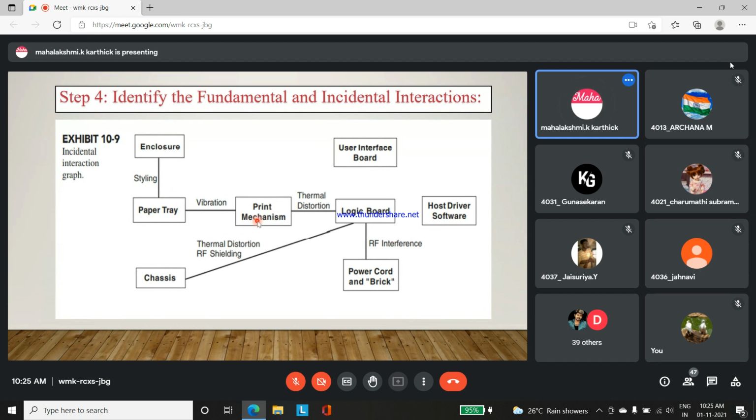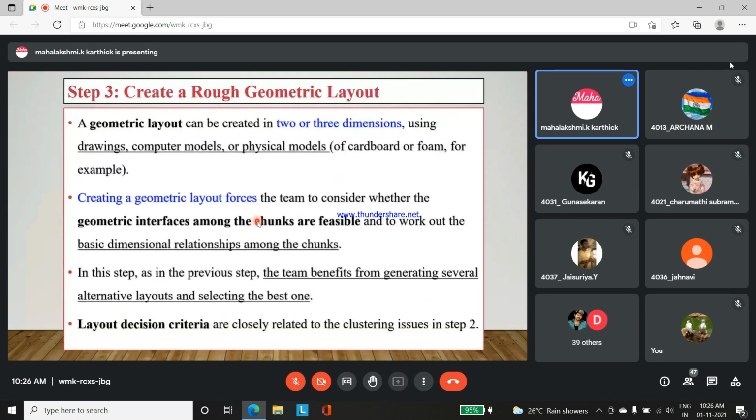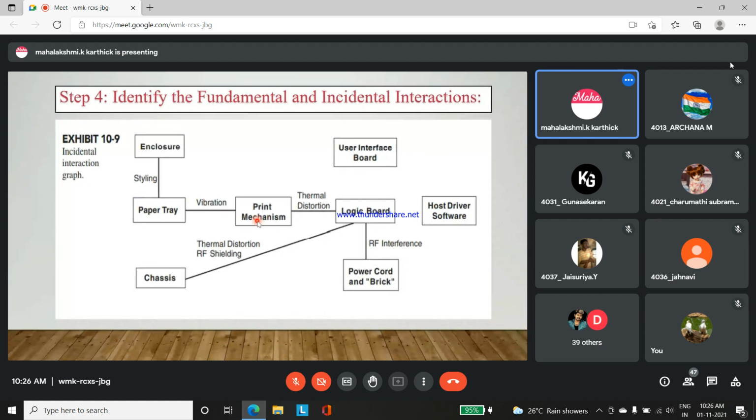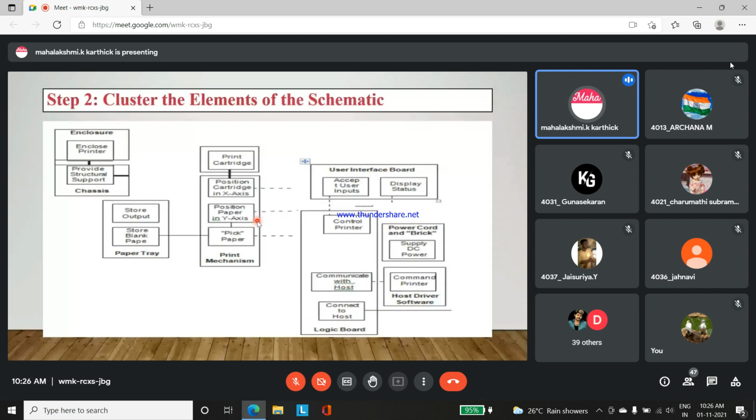Like, what is the print mechanism part we have identified? Like positioning the cartridge in the x-axis, positioning the paper in the y-axis.